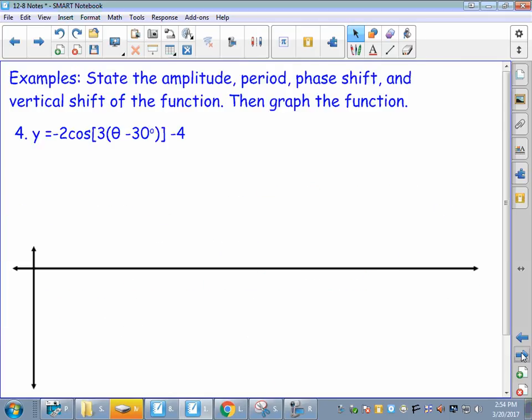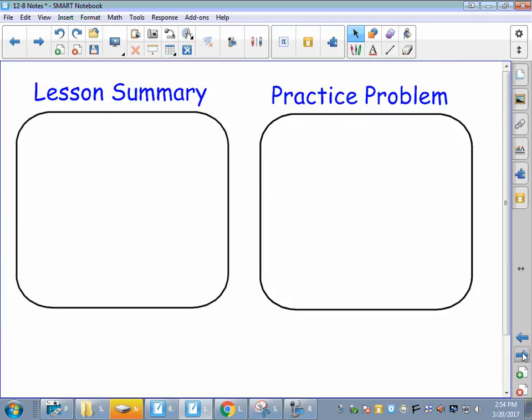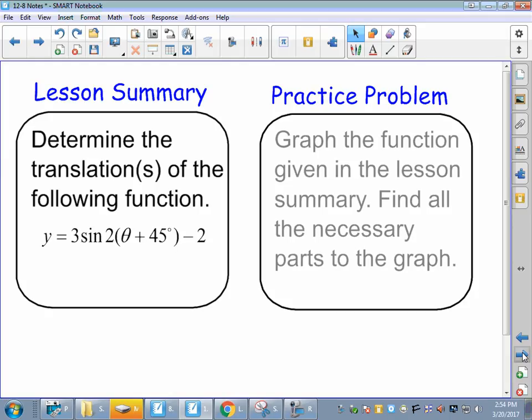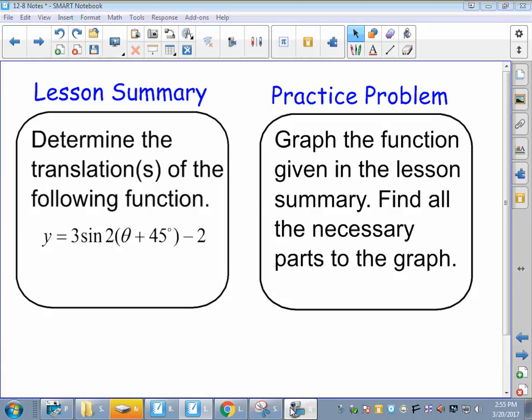We're going to save the fourth graph for class just to work together. So for your lesson summary, I want you just to determine the translations of that function, and then I want you to graph that function so you guys can do that one. Give it a shot on your own. Good luck. I hope this saves this time.